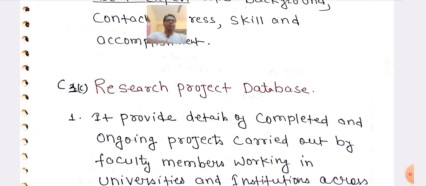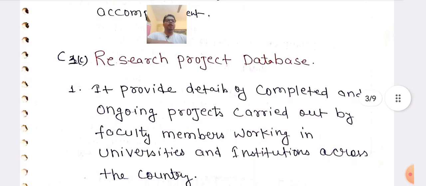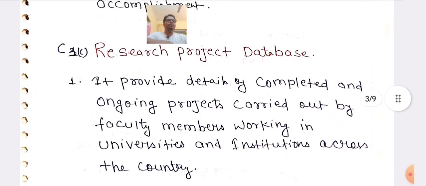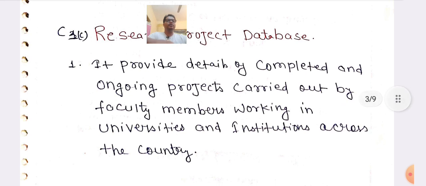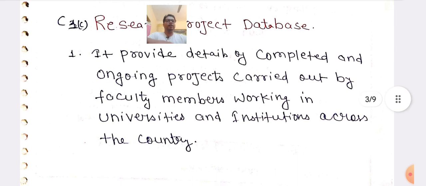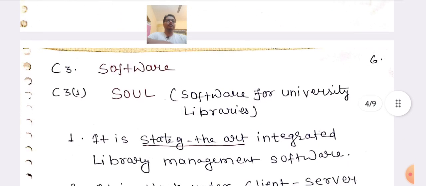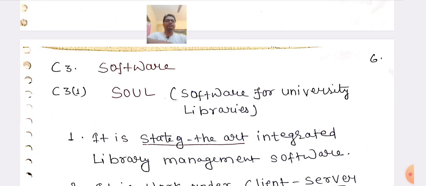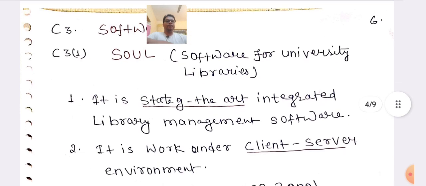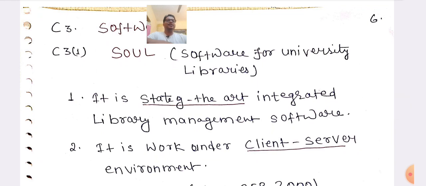Now the other database is the research project database. It provides details of completed and ongoing projects carried out by faculty members working in universities and institutions across the country. Now the INFLIBNET software, SOUL, stands for Software for University Libraries. It is a state-of-the-art integrated library management software.